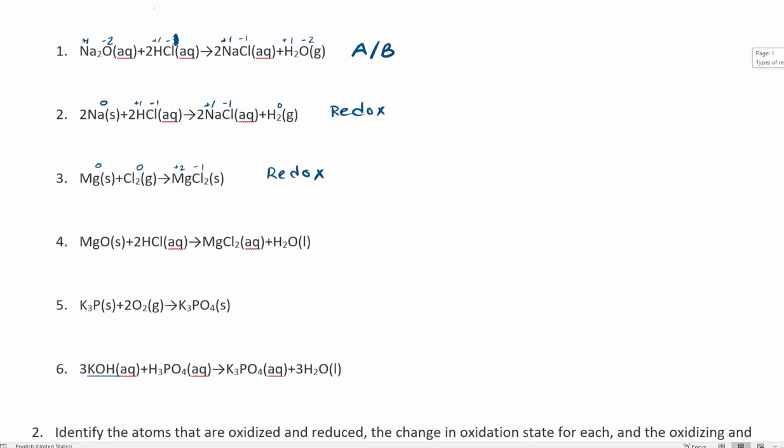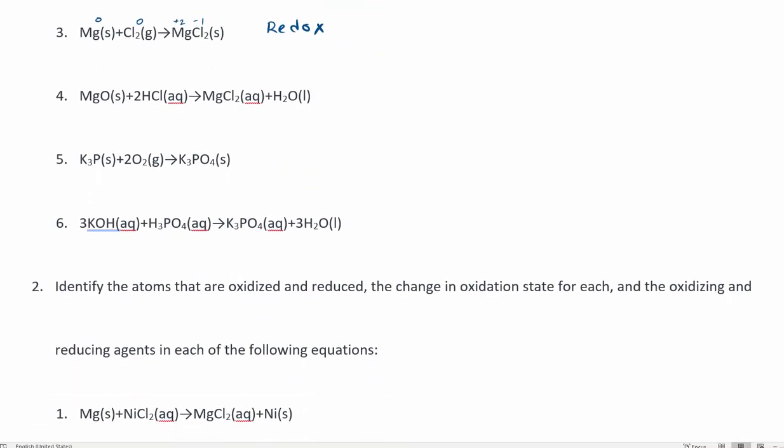Number 4, we have magnesium oxide. Magnesium's a +2, oxygen's a -2, hydrogen's a +1, chlorine's a -1. Here, magnesium is a +2, chlorine -1, hydrogen's a +1, oxygen is a -2. So we don't have any change in oxidation state. This is an acid-base reaction. This is an acid. It starts with an H. And look, we're forming water.